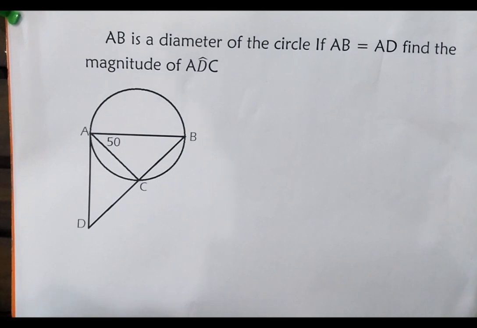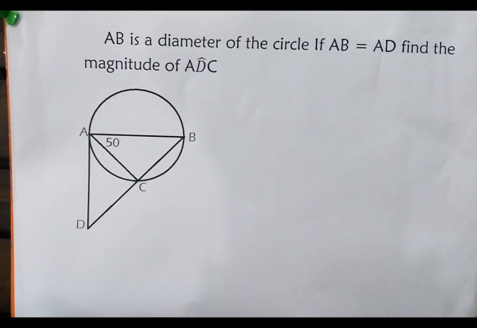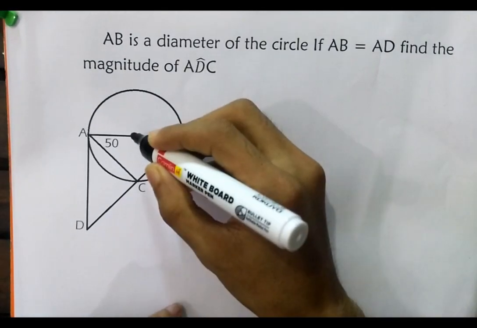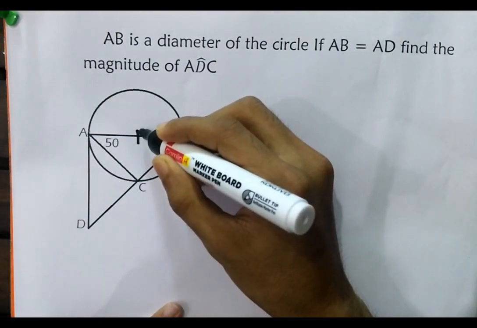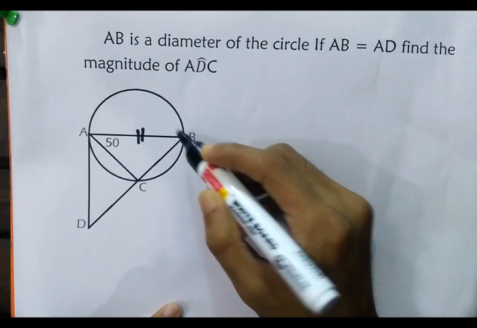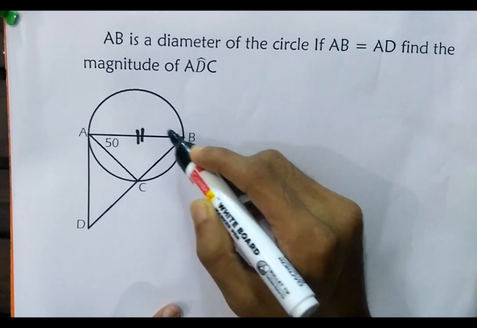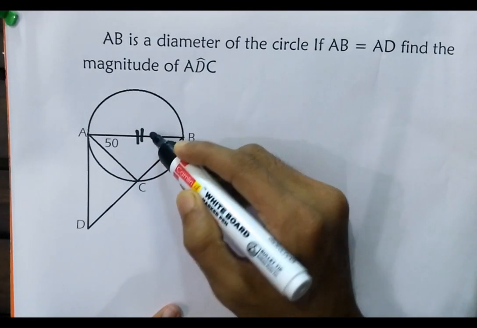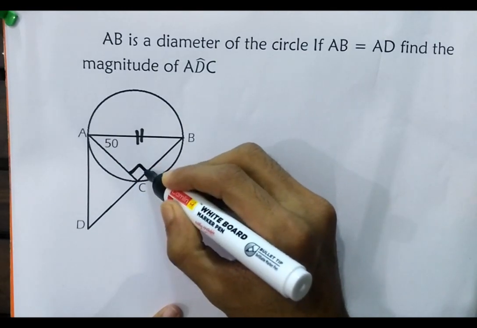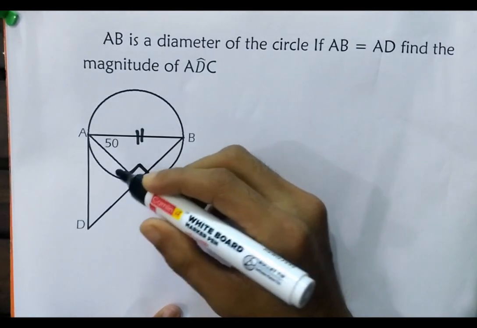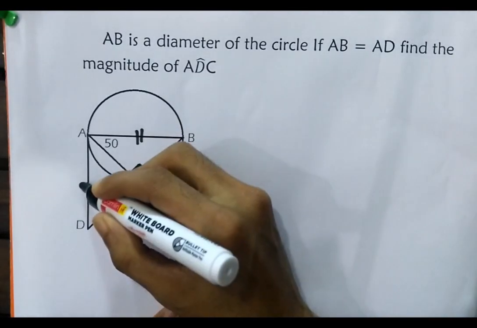So AB is the diameter of the circle. If AB equals AD, AB is here as well as the diameter. If AB is diameter, right, we have already done this kind of question, then the angle at the center is twice the angle on the circumference. So this should be 90. Okay, fine.